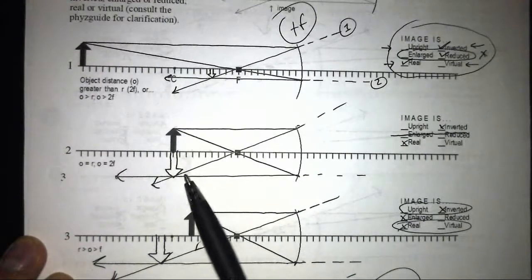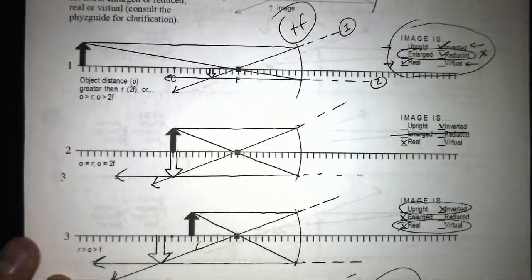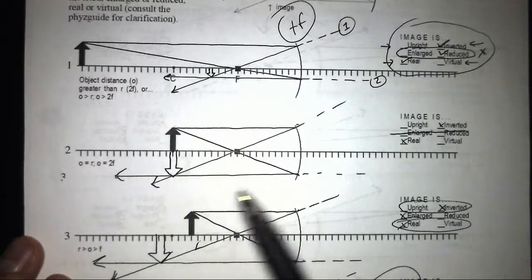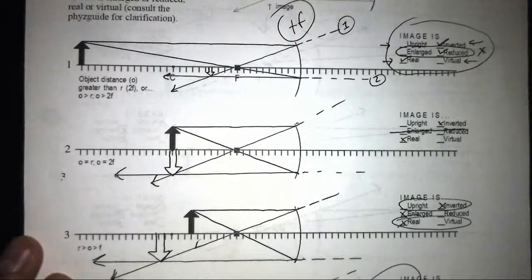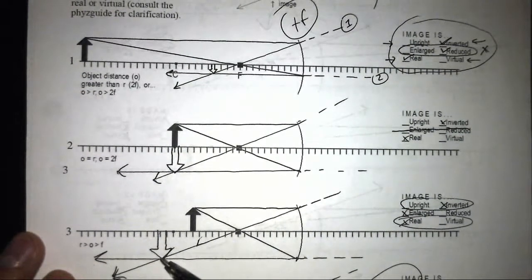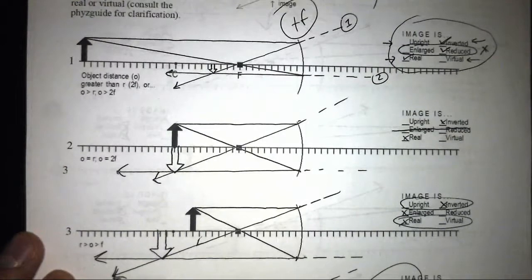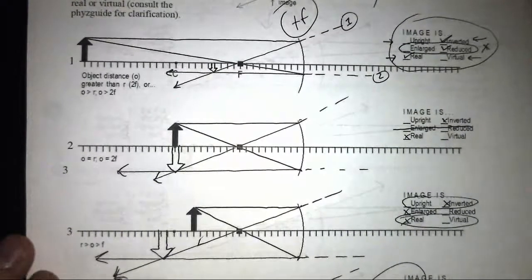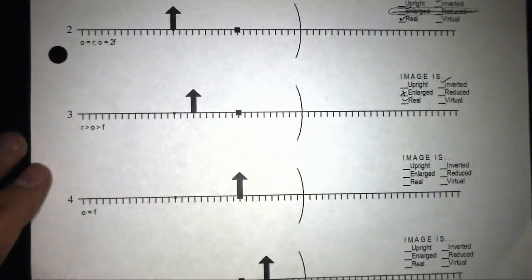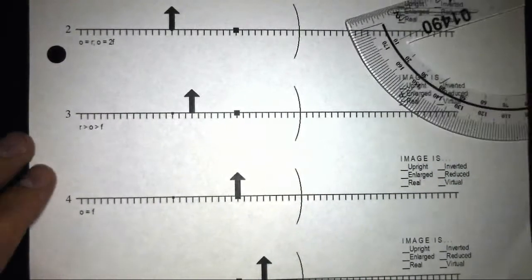Again, yours may be here or somewhere over here if you didn't draw your lines quite right, and that's okay. No matter where the image is, you should definitely know that it's real and inverted. And then with number 3, the image is back here, it's enlarged actually, but still real and inverted. All right, let's look at number 4. Number 4, you might have noticed, if you tried to do it, doesn't actually work very well.